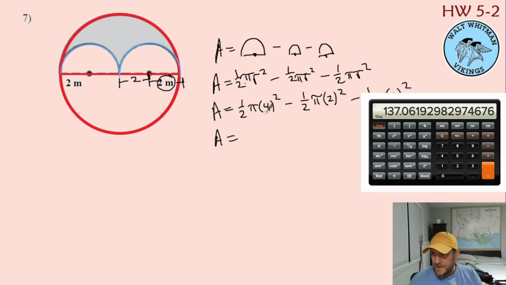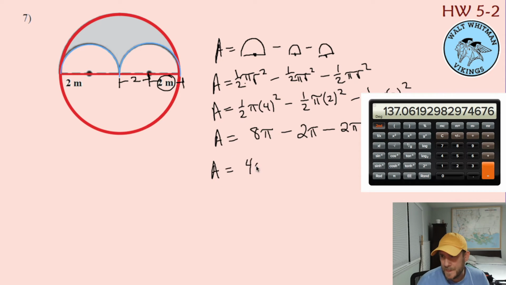So doing this, 4 squared is 16, half of 16 is 8 pi. Then we're subtracting from that, let's see, 2 squared is 4, chopped in half is 2 pi. And the other one's the same, another 2 pi. So if you subtract 2 from 8, you got 6. If you subtract 2 from 6, you're left with a final answer of 4 pi.